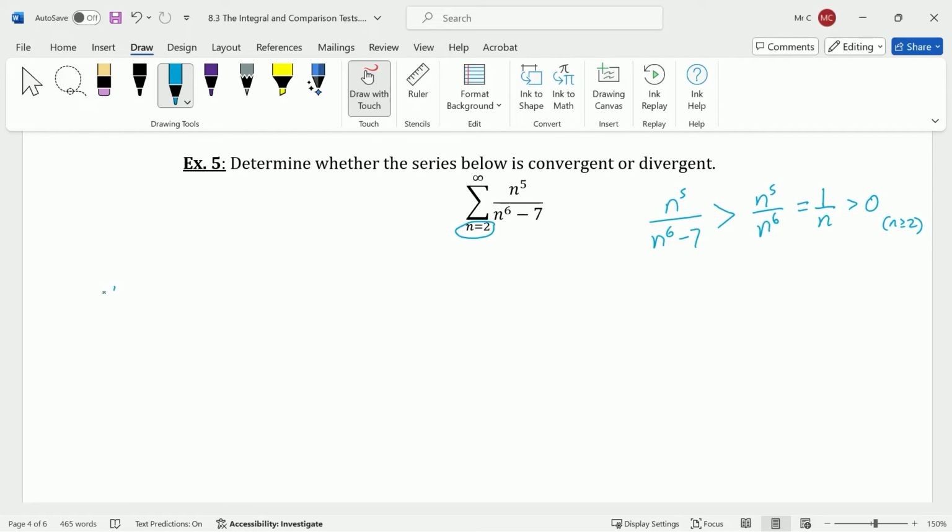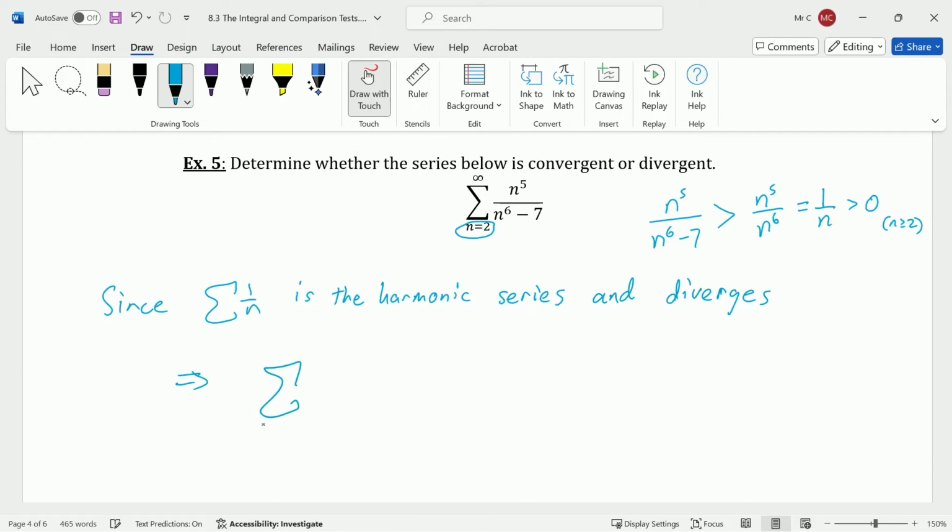Okay, so since the series 1 over n is the harmonic series, and we know it diverges, that implies that this series from n equals 2 to infinity of n to the 5th over n to the 6th minus 7 diverges by the comparison test.